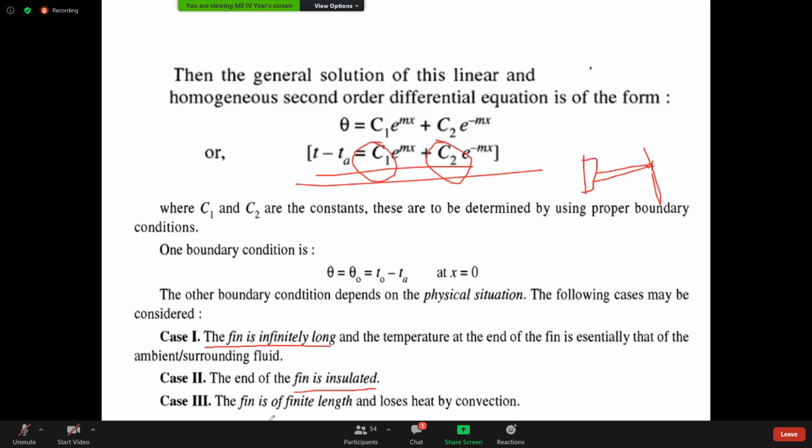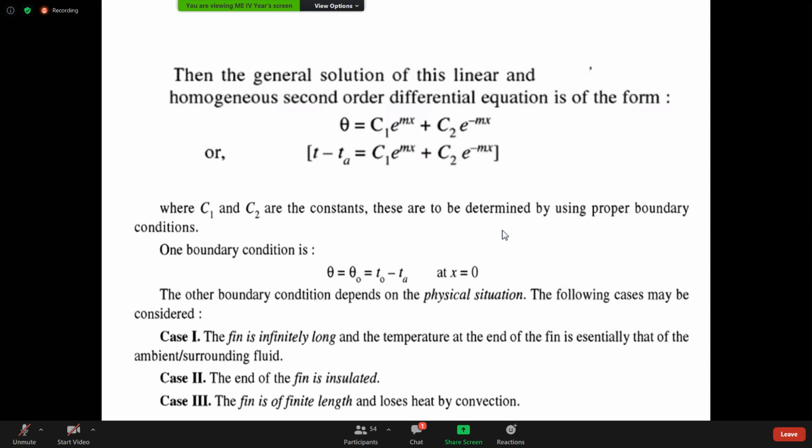At the same time, in the second case, the fin is of finite length, and there is no insulation. This insulation will be removed. Those cases we have to discuss, right? The only thing is, you need to find out C1 and C2. Very easy, dead easy. Don't bother about it. Don't need to worry about it. When you see the equation, you get fear. I know that, I can understand. But there is nothing complicated there. You can do it, right?